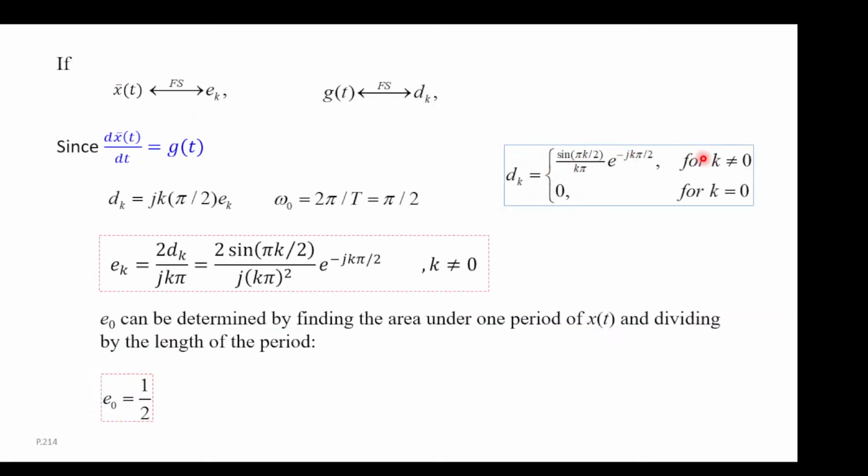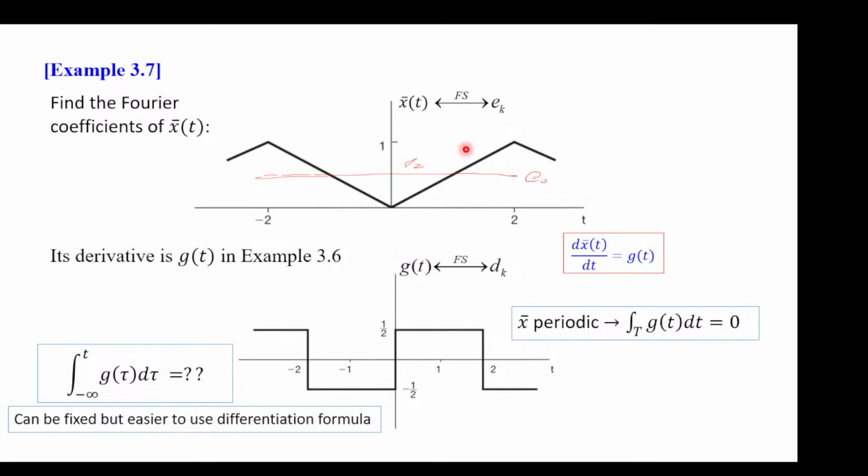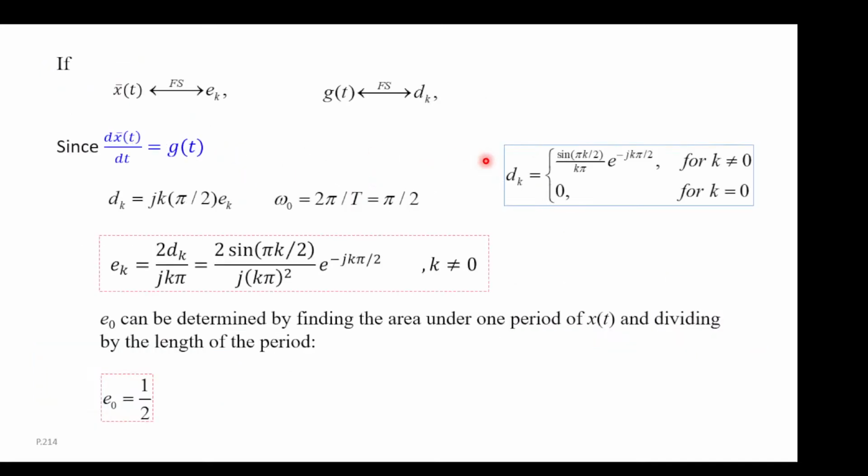But that only works for k not equal to 0. For k equal to 0, you are dividing by 0. So for E0, you don't really know. And that's because E0 is the DC component of the signal, so basically the constant component of the signal.